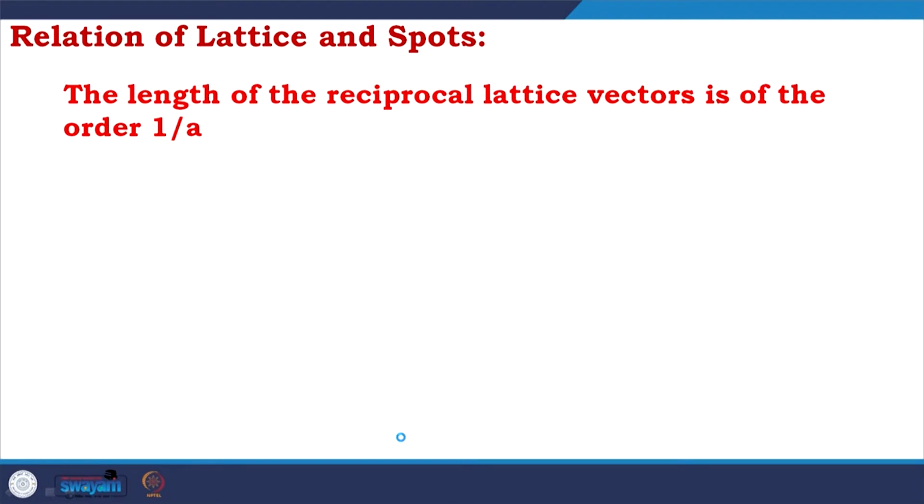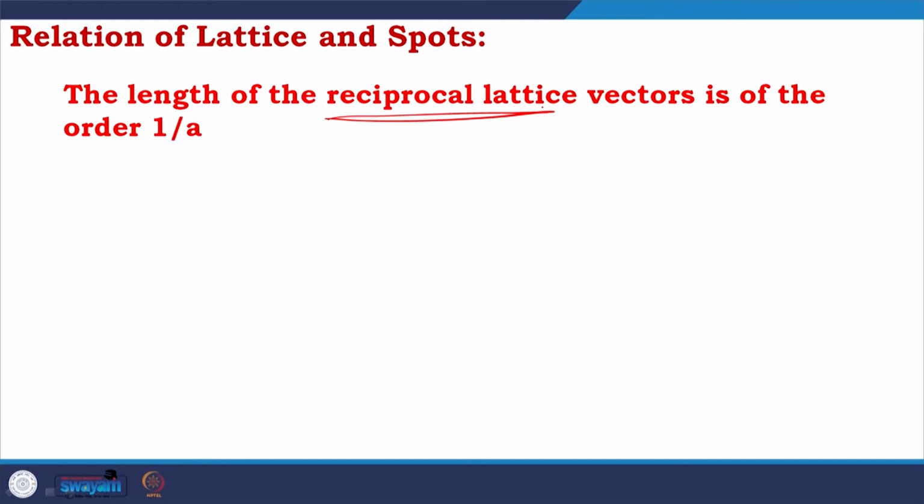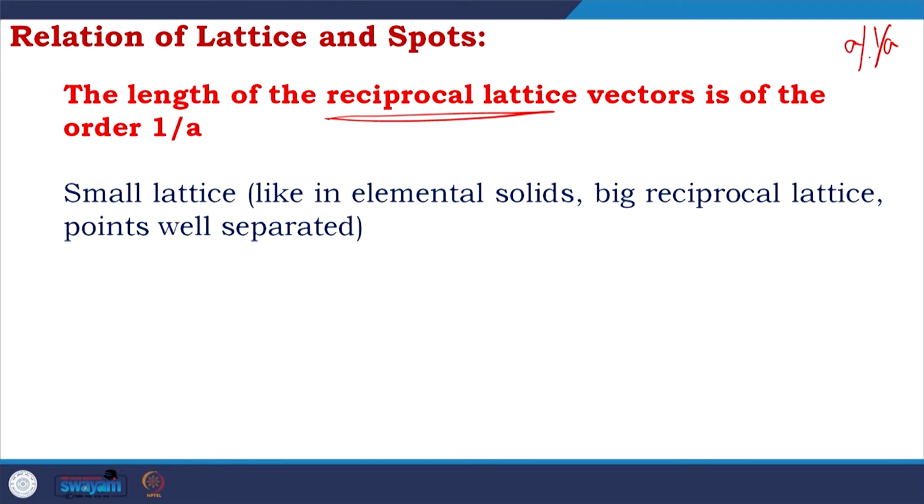So, relation of the lattice and the spots, the length of the reciprocal lattice. See, this is now arriving. Reciprocal lattice and Miller indices are related, we are going to talk about that. The length of the reciprocal lattice vector is of the order 1/a. If a is the base vector, this is 1 by a. Small lattice, like in elemental solids, gives a big reciprocal lattice, with points well separated.